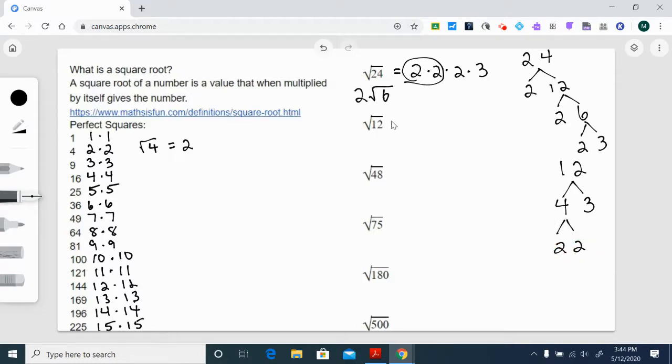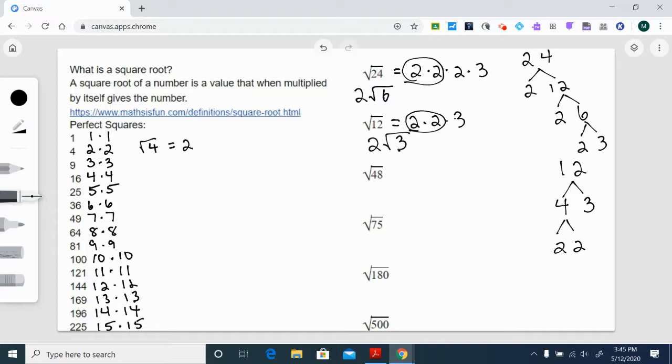So here, 12 is just equal to 2 times 2 times 3. Again, I'm looking for my pairs, so I have one set of 2's. When I take the square root of 2 times 2, I get 2. And then I've got my leftover 3 that needs to go underneath that square root symbol.